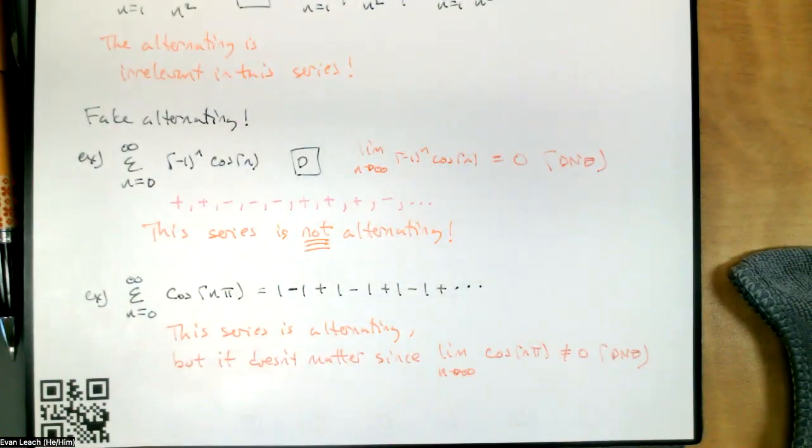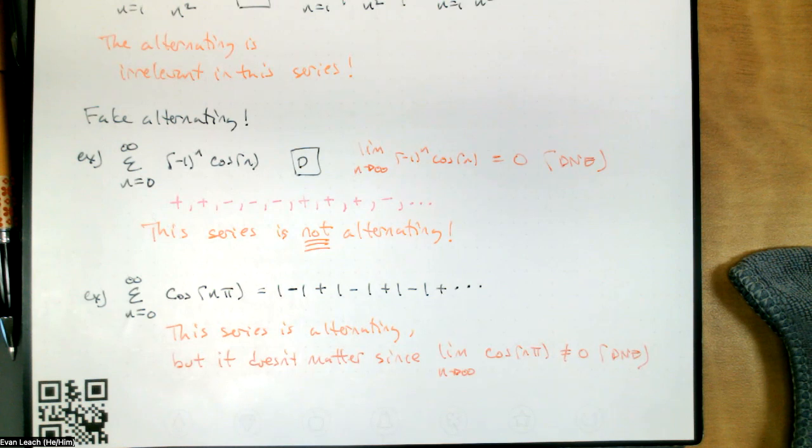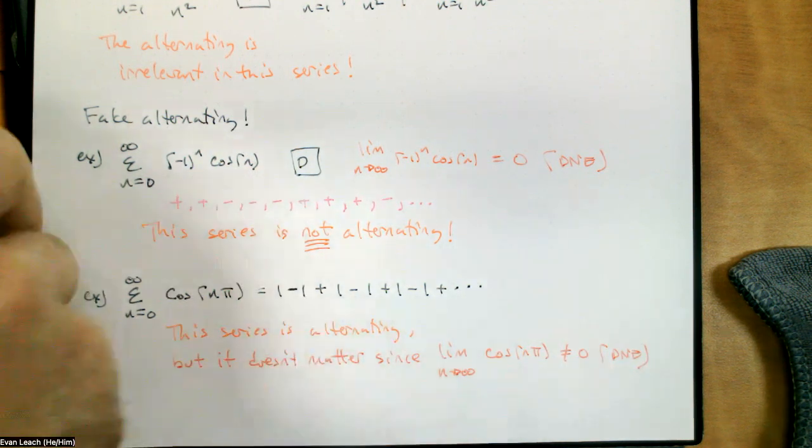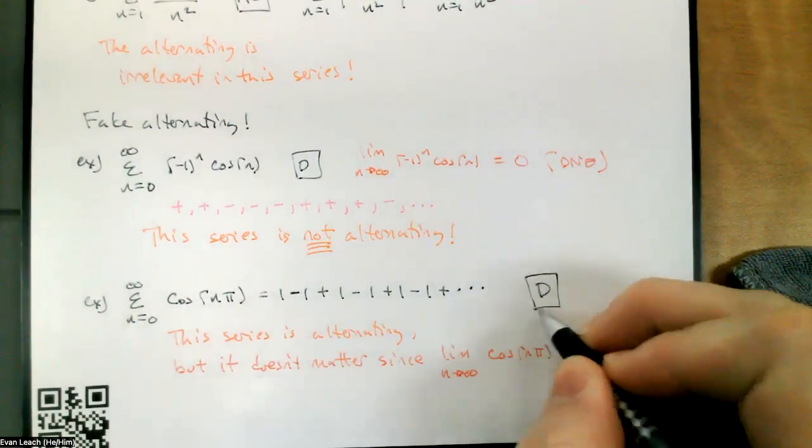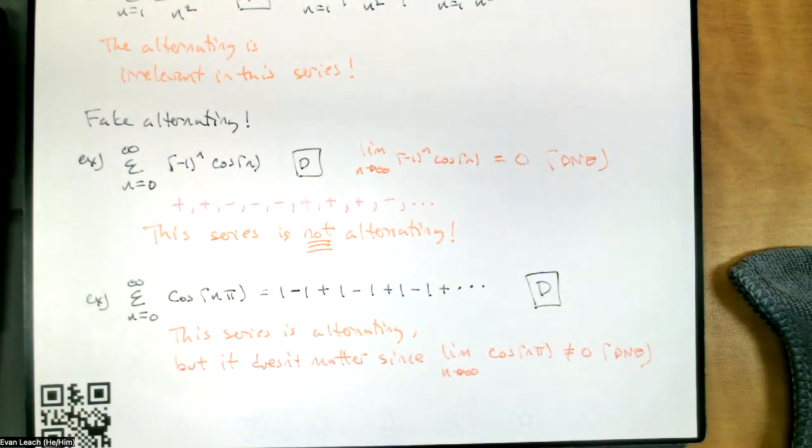This series is alternating, but it doesn't matter since the limit of the terms is not 0 because the limit of the terms does not exist. This series diverges. That means it does not have a sum.